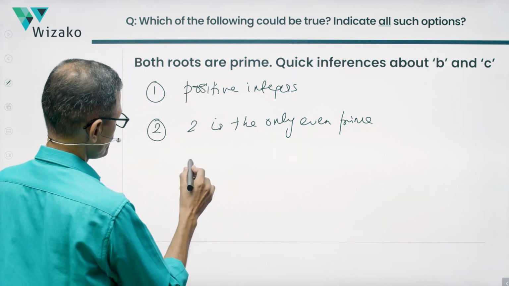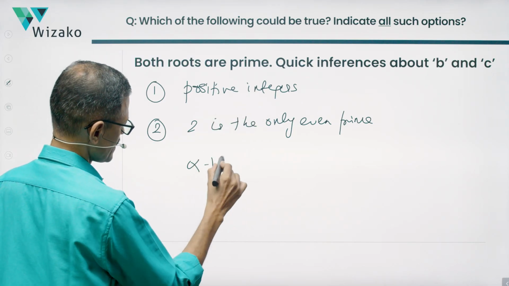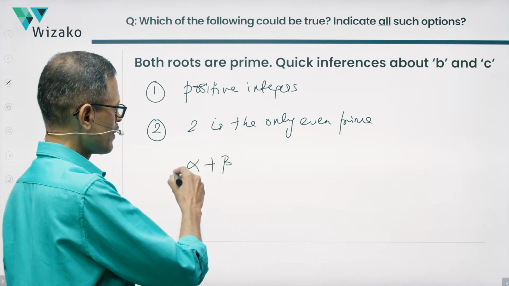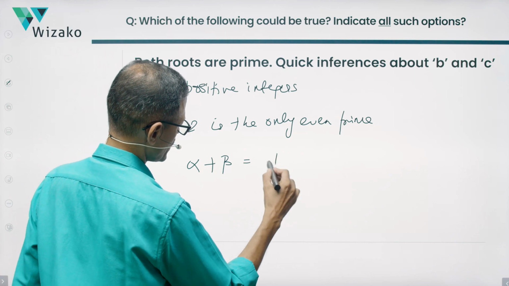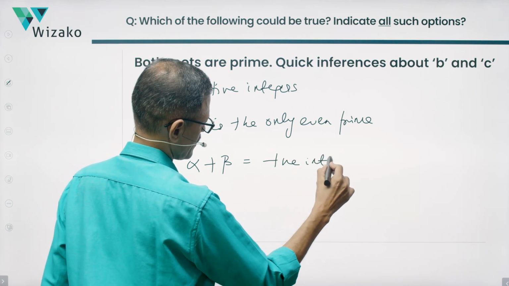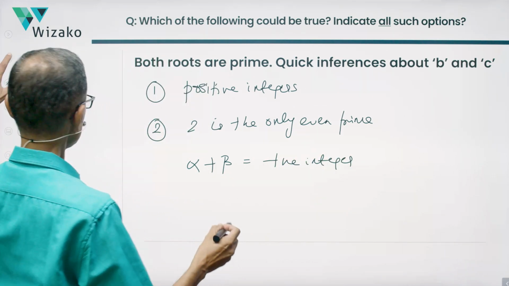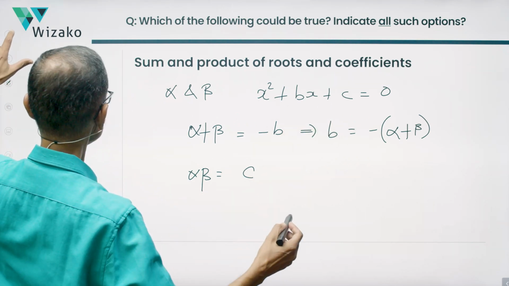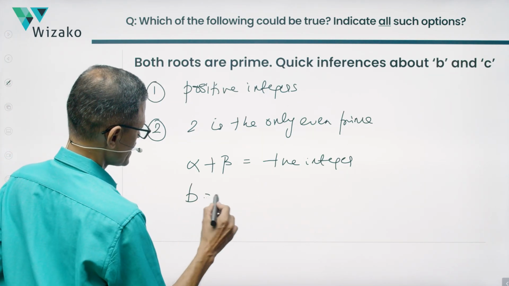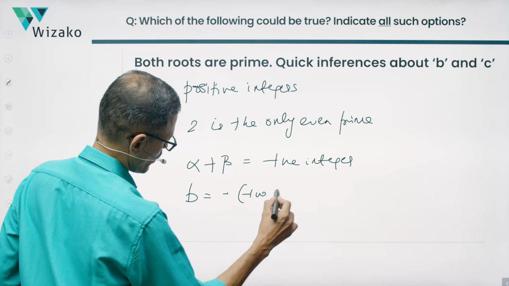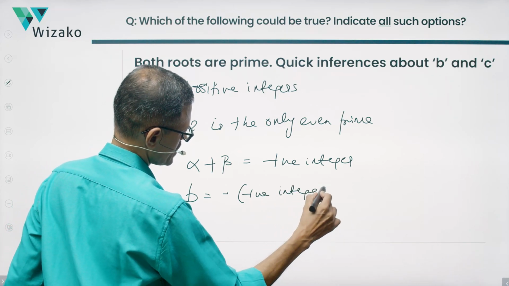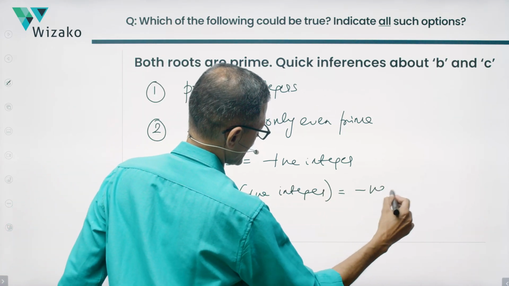So alpha is a positive integer, beta is a positive integer. So alpha plus beta is going to be equal to a positive integer. So the value of b, what did we say b is? b is the negative of alpha plus beta. So b is equal to the negative of a positive integer, which translates to the fact that b is a negative integer.